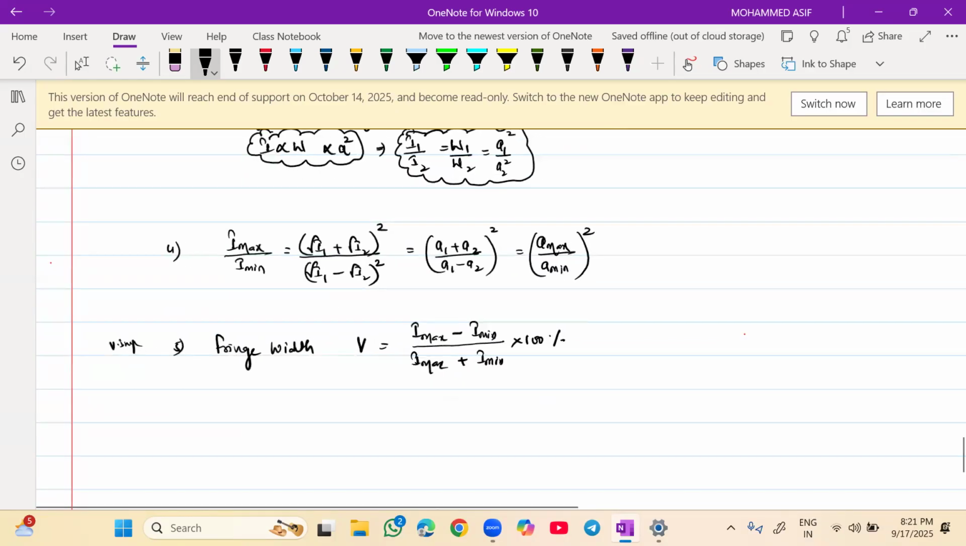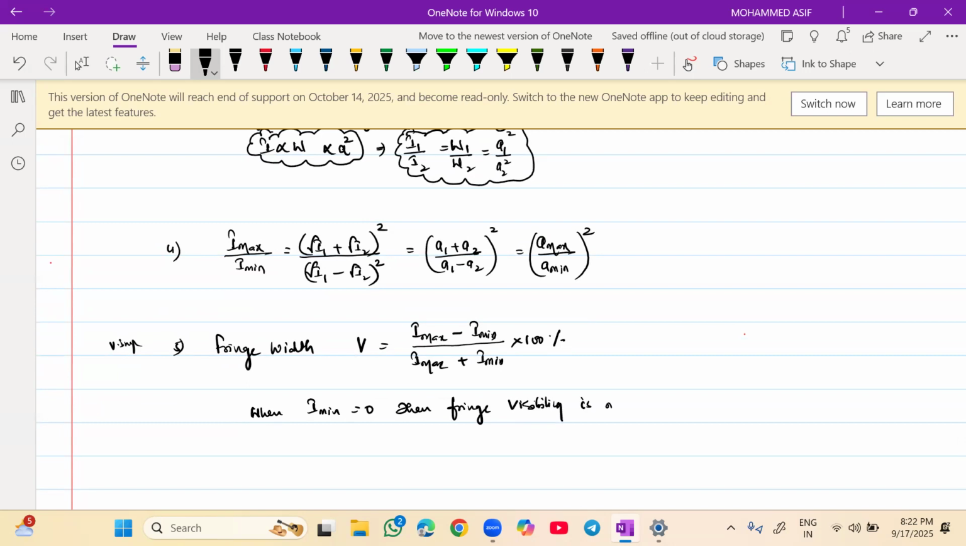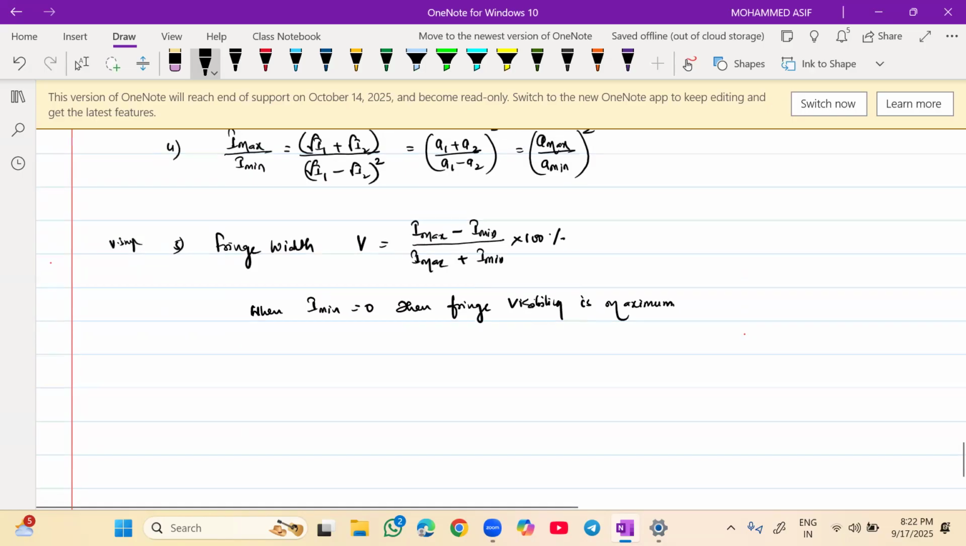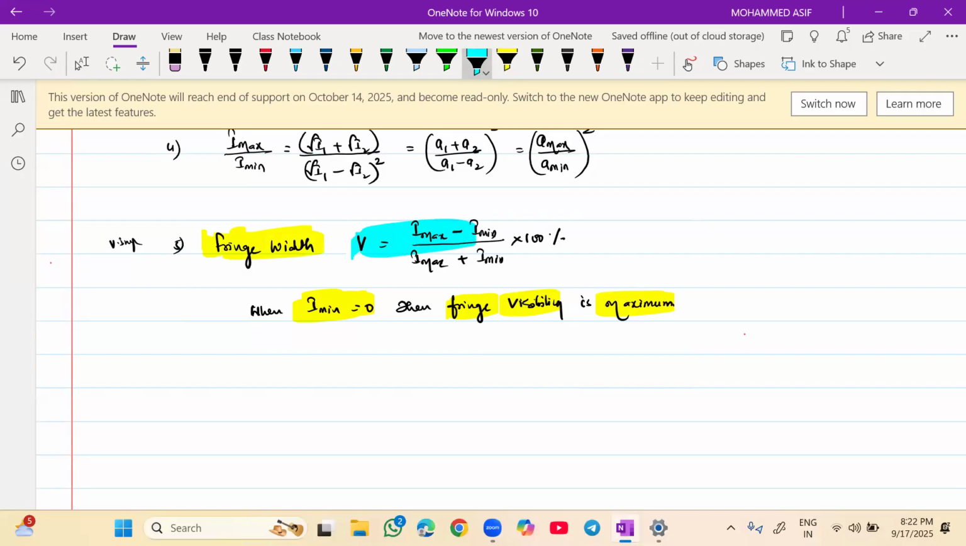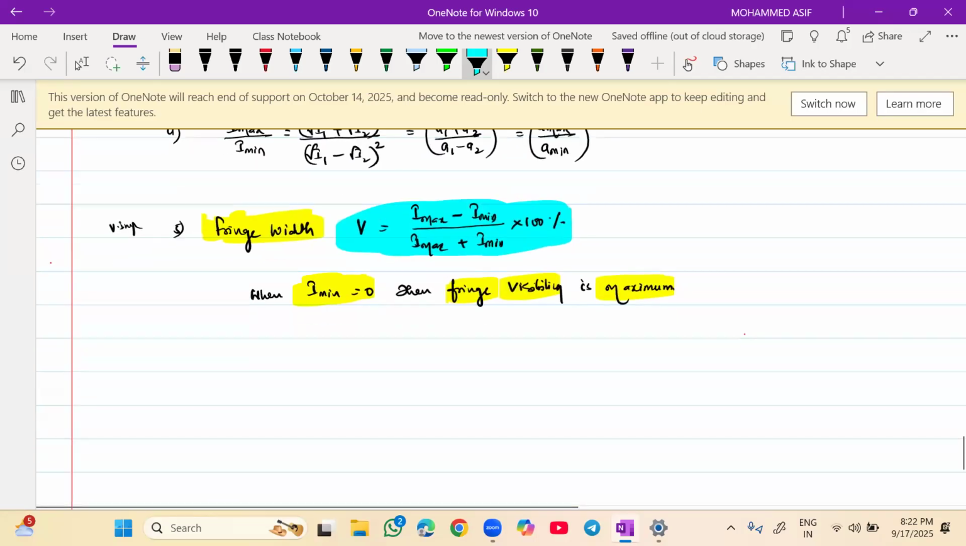See here. When I minima is equal to 0, then fringe visibility is maximum. Am I clear? When I minima is 0, fringe visibility is maximum. What is the formula for the fringe visibility? V is equal to I max minus I minima divided by I max plus I minima, into 100. Am I clear?